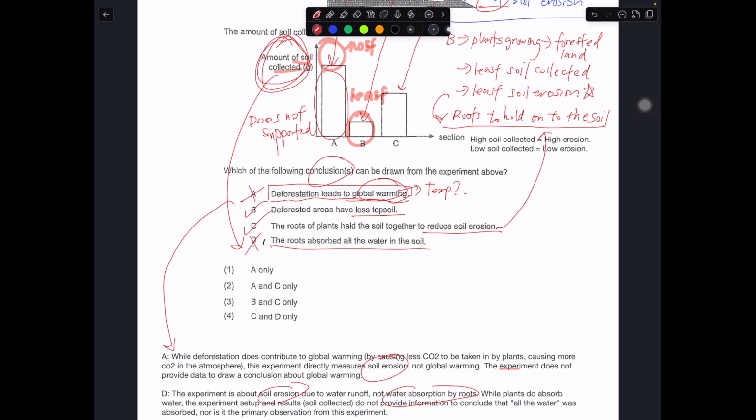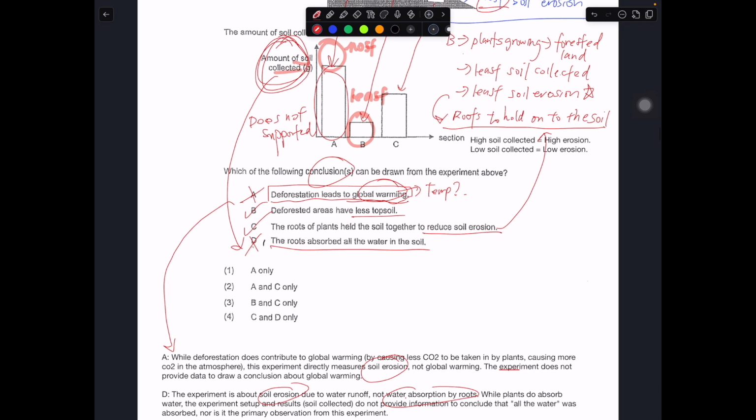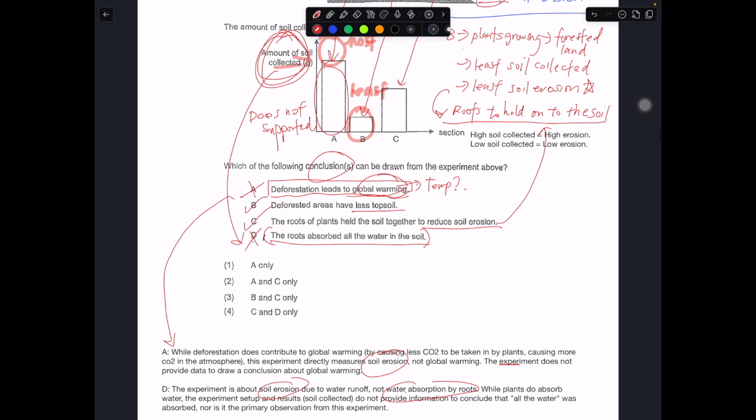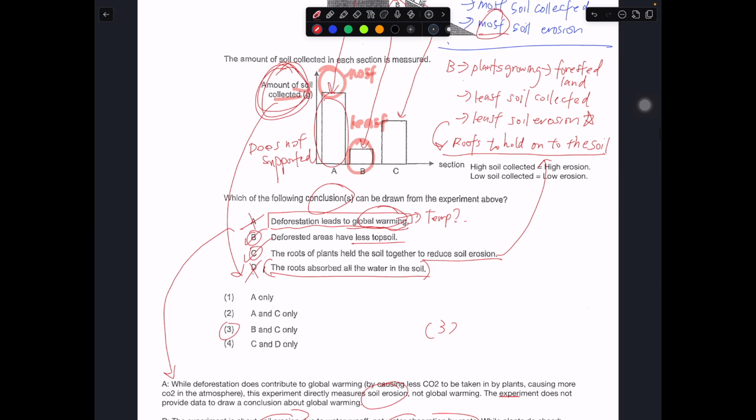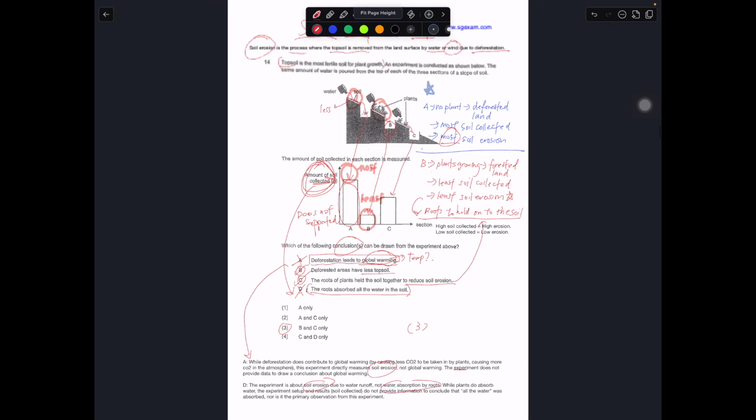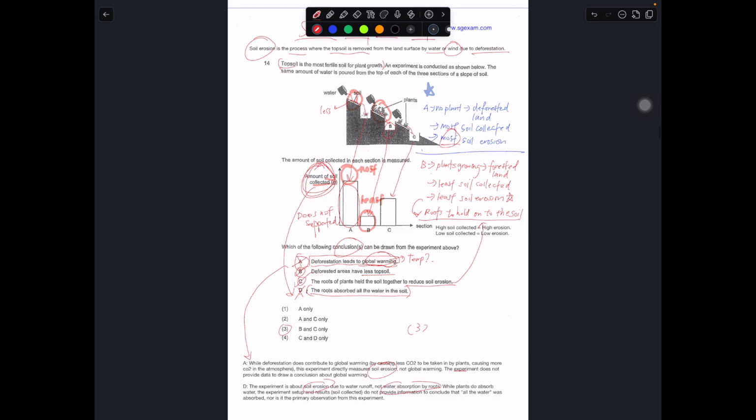If you really want to make this conclusion, then the data you collected should be the amount of water, not the amount of soil collected. So in this case, the answer should only be B and C. So the answer is number 3. This is a pretty straightforward question, but it can be quite confusing because A can be correct, but it is not being shown in this experiment.